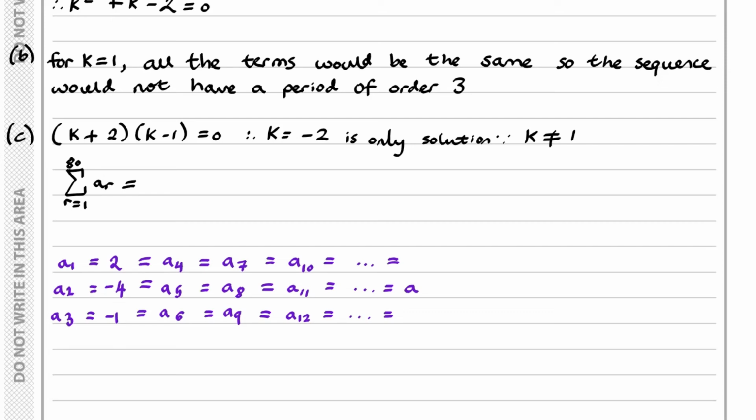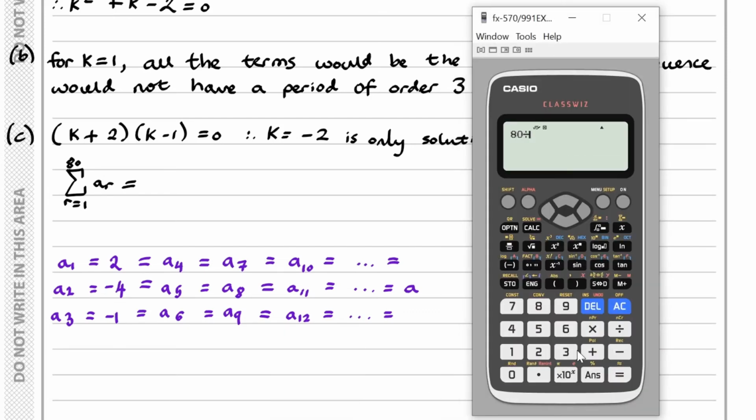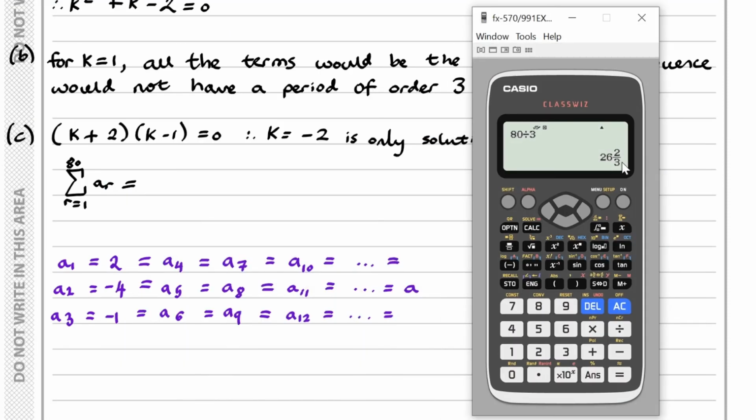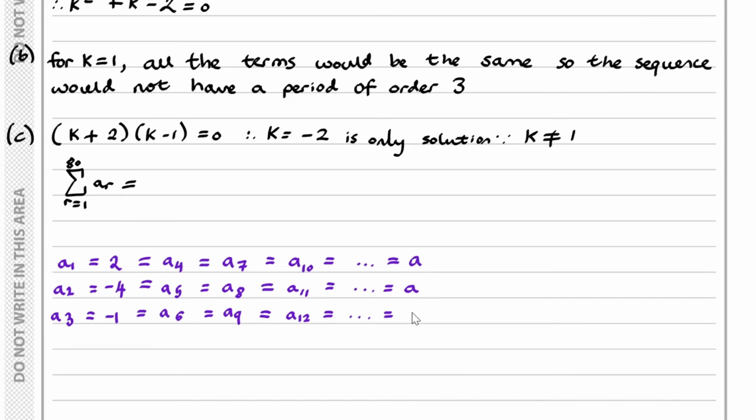So, for us to determine that, 80 divided by 3, that would be 26 2/3. So here, 2 repeats 26 times, minus 4 repeats 26 times, and minus 1 repeats itself 26 times. And then the 2/3 just tells us that a1 is being repeated an extra time and a2 is being repeated an extra time. So with this, we can find out what the last term will be over here, being repeated 26 times.